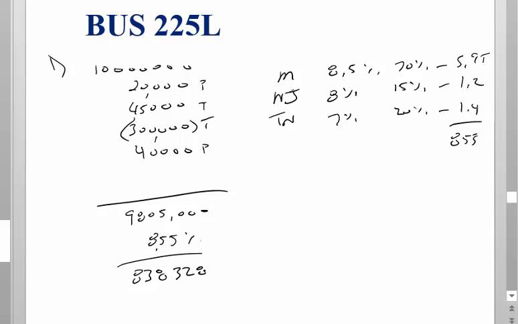$838,328. Okay, that's my current expense for state. Right? No, I was messing with you.